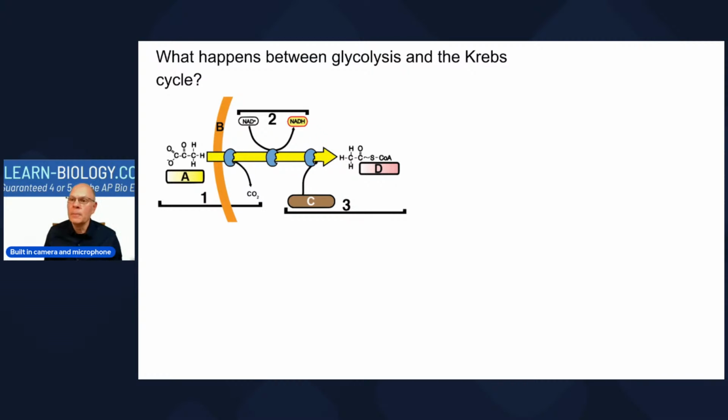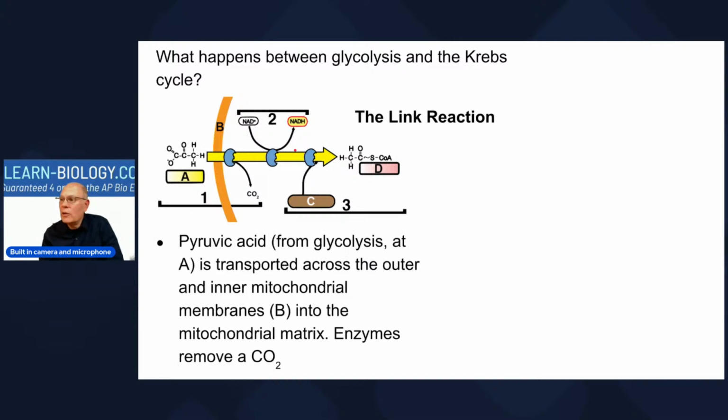And the link reaction takes this molecule over here, which is pyruvic acid, a 3-carbon molecule, and converts it into a 2-carbon molecule. This is going to get oxidized. Its energy is going to be taken away through enzymes that oxidize it, and that oxidation is going to be used to power the reduction of NAD plus into NADH. So let's look at the details of that.